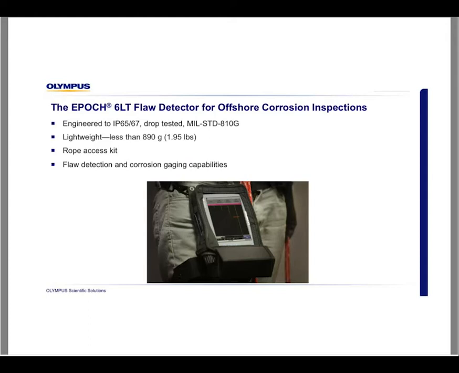So this brings us to our latest addition to the portable flaw detector line, the EPOCH 6LT flaw detector. Now, the EPOCH 6LT was designed in part for rope access inspectors. The instrument was engineered to IP65 and 67, which means that it's protected against ingress from dust and jets of water and submersion into water. The instrument is drop tested to MIL-STD-810G. This is our most lightweight flaw detector. It weighs less than 890 grams or 1.95 pounds.